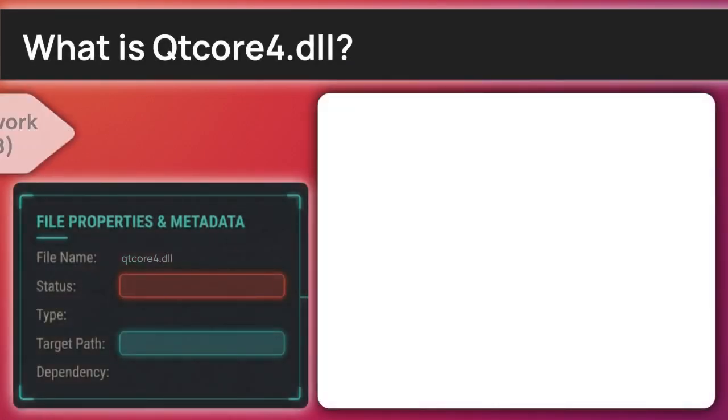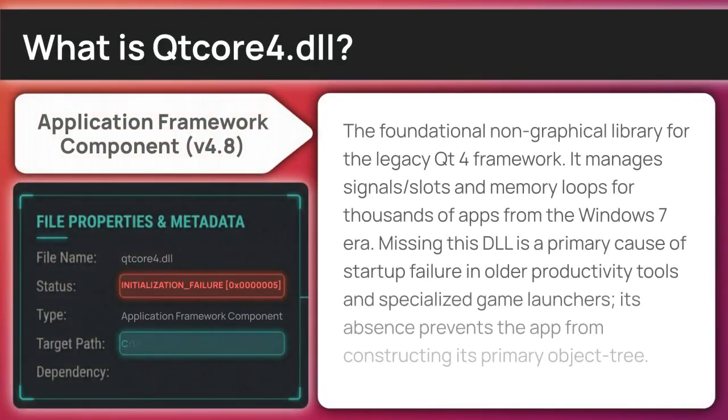This is qtcore4, the foundational non-graphical library for the legacy Qt4 framework. It manages signals and slots and memory loops for thousands of apps from the Windows 7 era. Missing this DLL is a primary cause of startup failure in older productivity tools and specialized game launchers. Its absence prevents the app from constructing its primary object tree. Now let's get this fixed up.